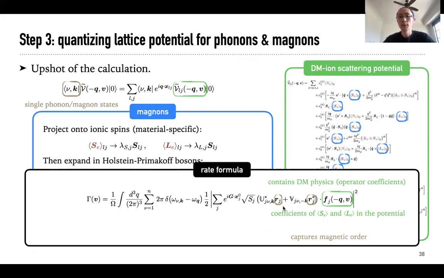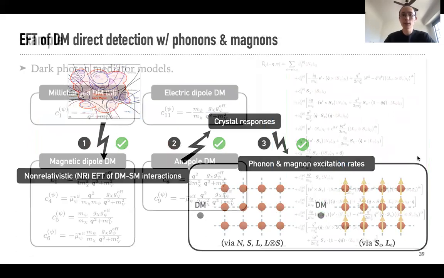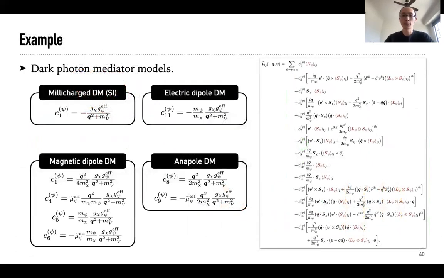And special to the magnon case is that we have to have a vector that we call R that captures the magnetic order. Once we put everything together, we can just compute the rate for any effective operator. So that completes the final step of this framework. And in the last few minutes, I'll go back to the examples and show you some plots.